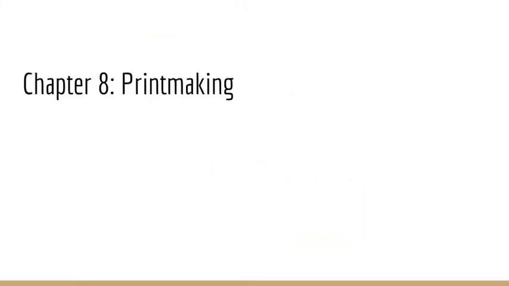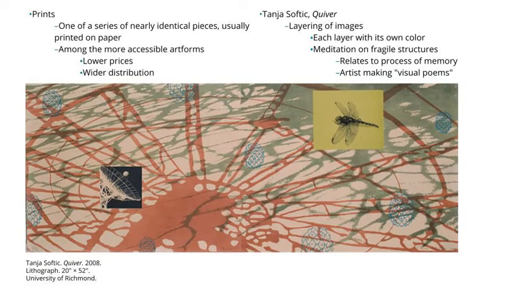Chapter 8 is on printmaking. So prints, to define them, it's one piece of art of a series of nearly identical pieces, usually printed on paper. And they're among the more accessible art forms in terms of being able to buy them. They're usually lower prices, and they are able to be distributed more widely because there's multiples of each art piece.